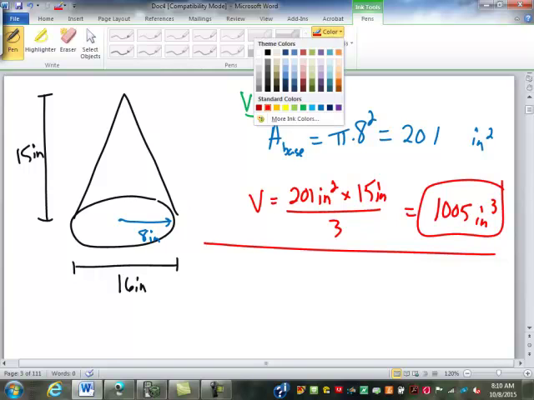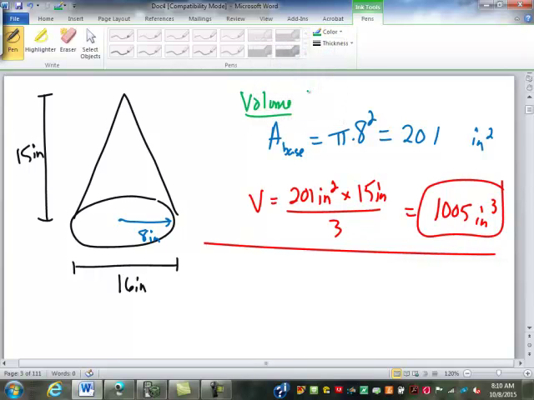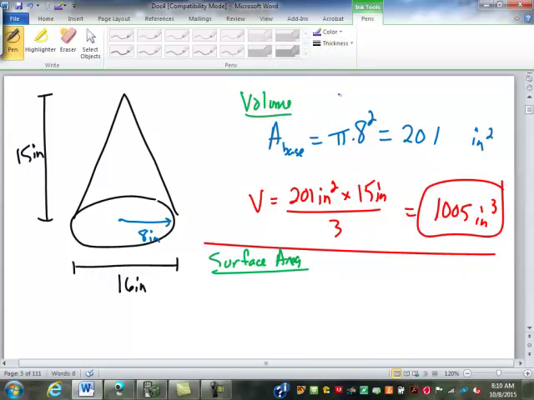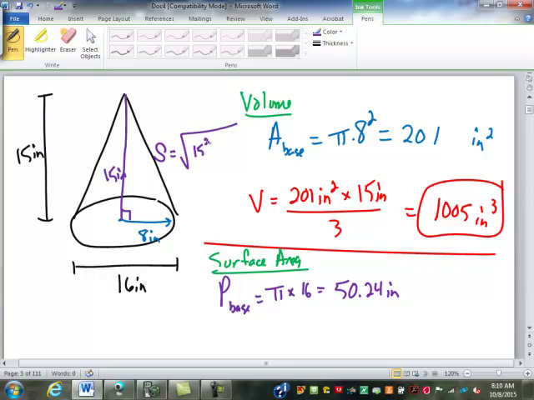So now for our surface area, no problem. For surface area, we need to find the perimeter of our base, which is just going to be pi times 16, which will be 50.24 inches. What else do we need to find? We need to find the slant, which will be the square root of 15 squared plus 8 squared.